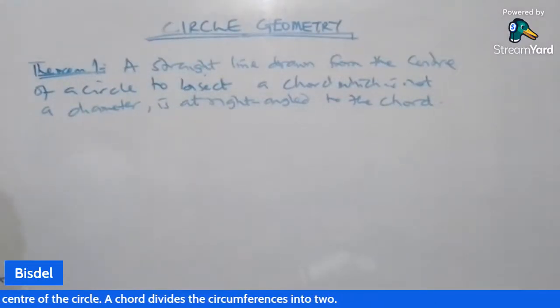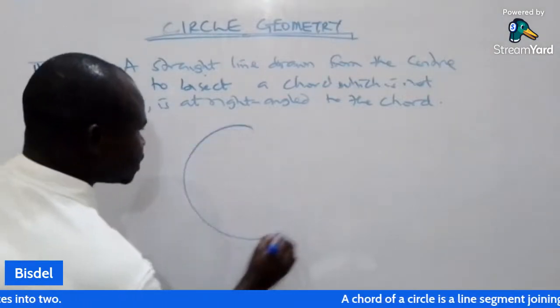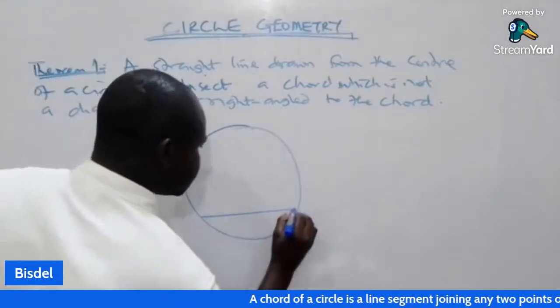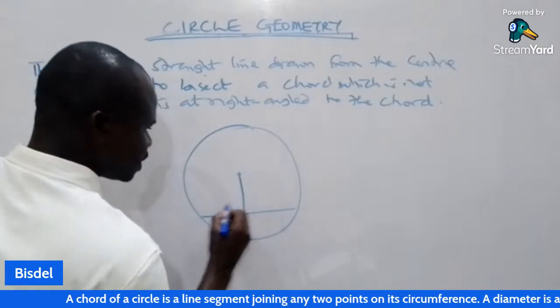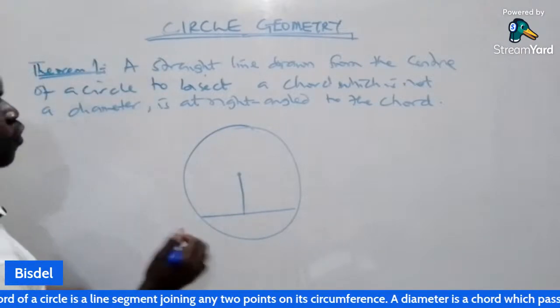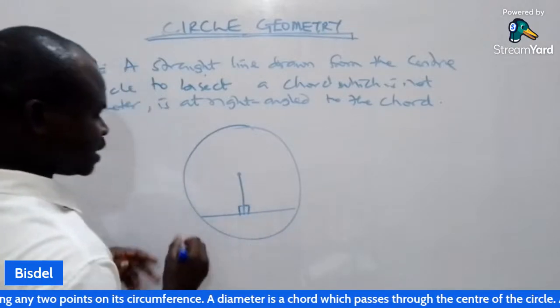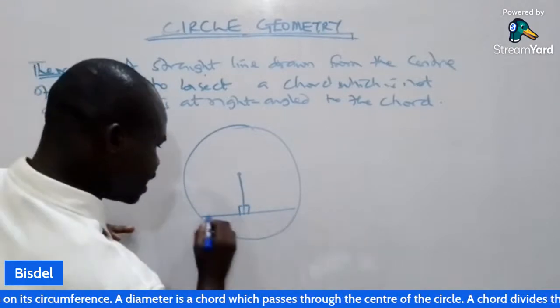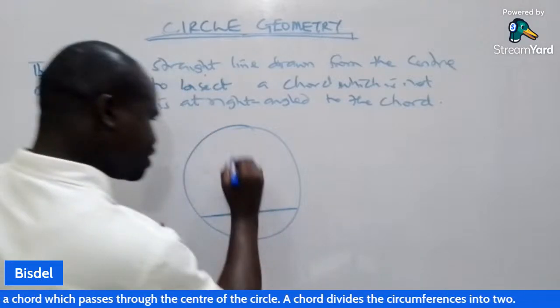What is the implication of this theorem? We are going to see now. If this is a circle and this is a chord, and this is the center of the circle, a straight line drawn from the center of the circle to bisect the chord divides it into two equal halves. That is, if the length of the chord is 6, a straight line drawn from the center will divide it into 3 and 3.